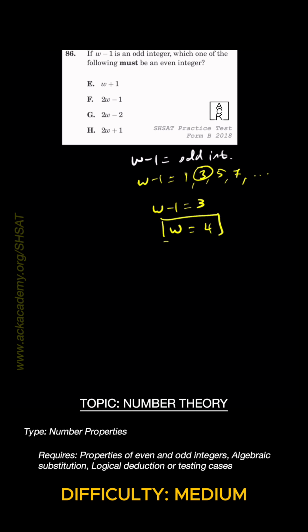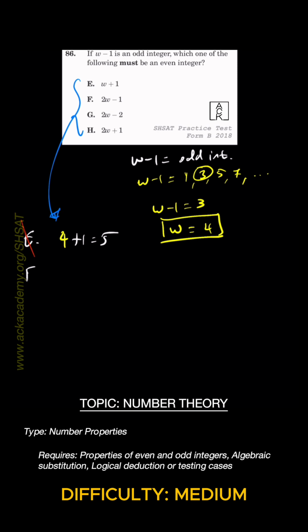We can use that value of 4 in place of W and just see which one ends up being an even integer, right? So let's look at these and plug it in. So W is 4, plus 1, so E is 5. That's an odd integer, so that doesn't work.